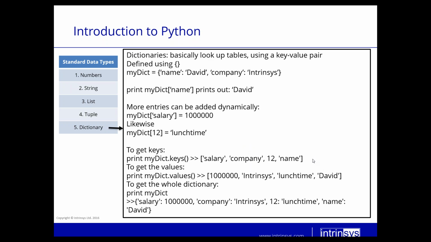The final standard data type is a dictionary. We can use dictionaries as a lookup table, so we can always give a key and we can give a value. And what we can do is, if we enter the key into the dictionary, we get back the value. Now, it does not have to be a string key and value pair. You can do any combination.